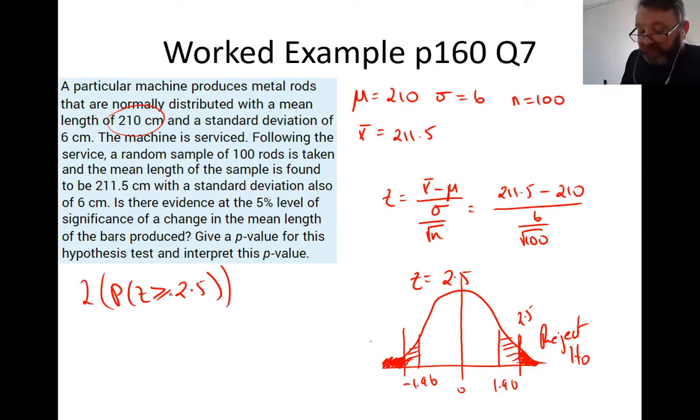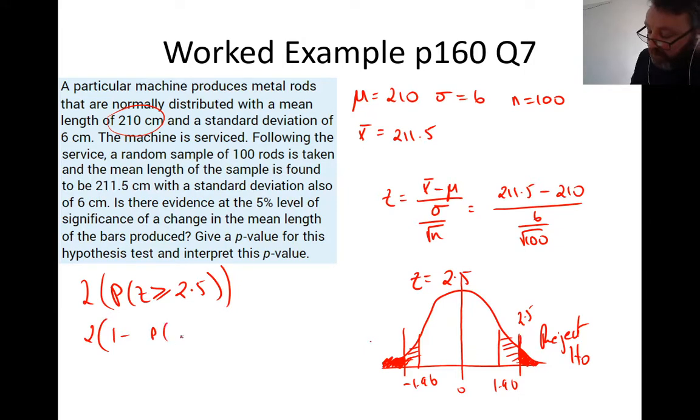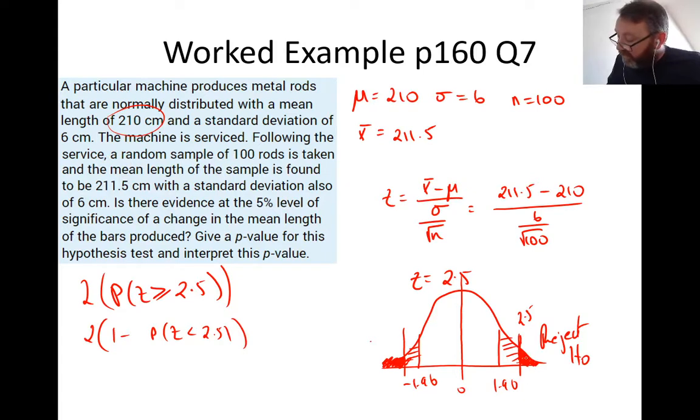Okay. Now, what's the probability of z greater than 2.5? Go to your tables. They're hiding behind my iPad. Go to your z-scores, work out what it is. Now, first of all, if we want the area in front of 2.5, I can't get it. So that means it's 2 times 1 minus the probability of z being less than 2.5. In other words, to get this area here, it's 1 minus everything that's behind it. So go to your tables.